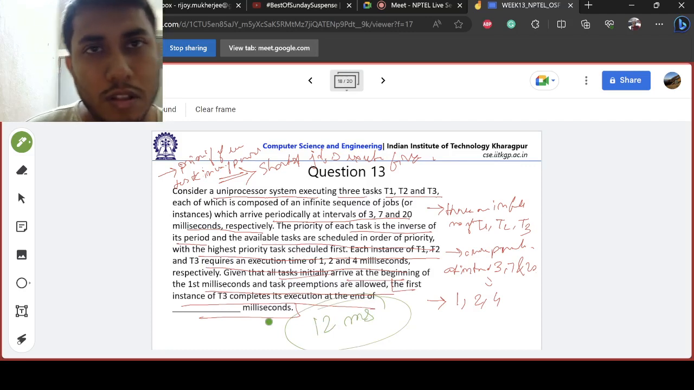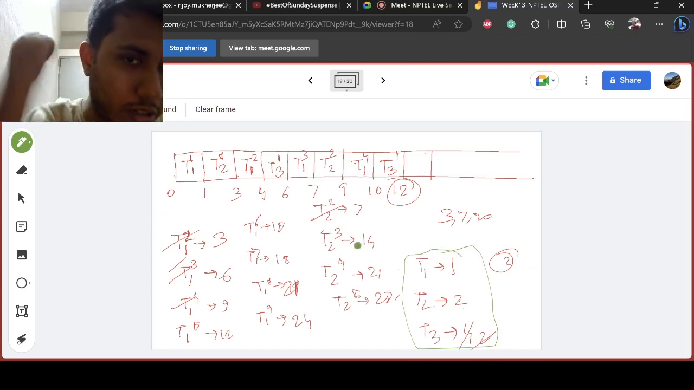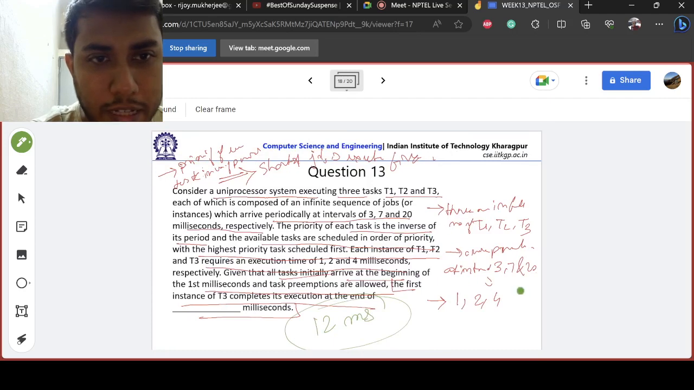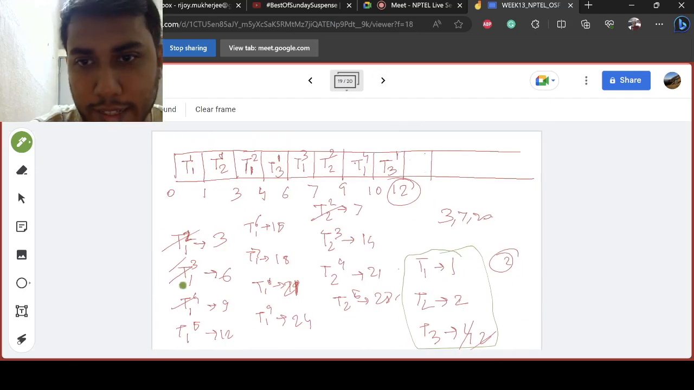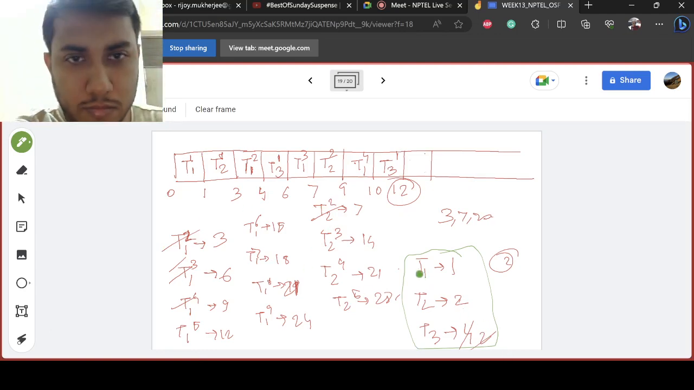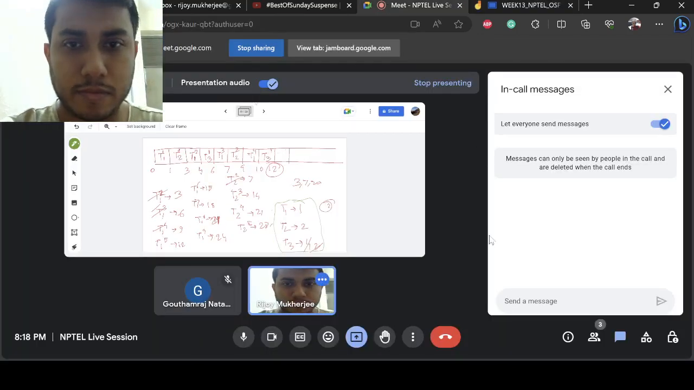Clear. So this is the order of priority we have seen, and this is the time required. And we know that the jobs arrive at an interval of 3, 7, and 20. So we defined each instance of the job here accordingly for T1, T2, and T3 at the time at which it arrives. Okay, and that is how you get the final answer.